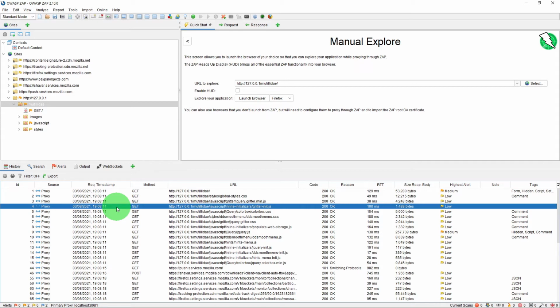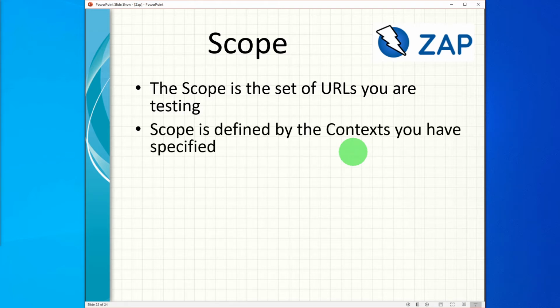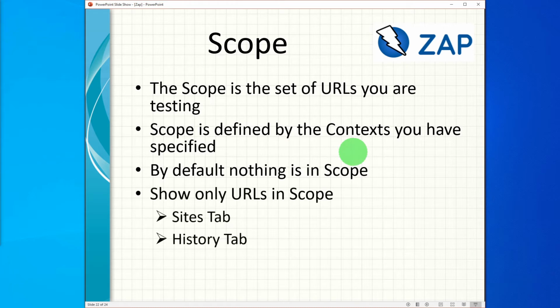Context is closely related to the scope. So let us quickly go through scope now, and then we'll get back to ZAP again. The scope is the set of URLs you are testing, which are of course part of the context. Scope is defined by the context you have specified. By default, nothing is in scope. And we'll discuss these two features very soon.